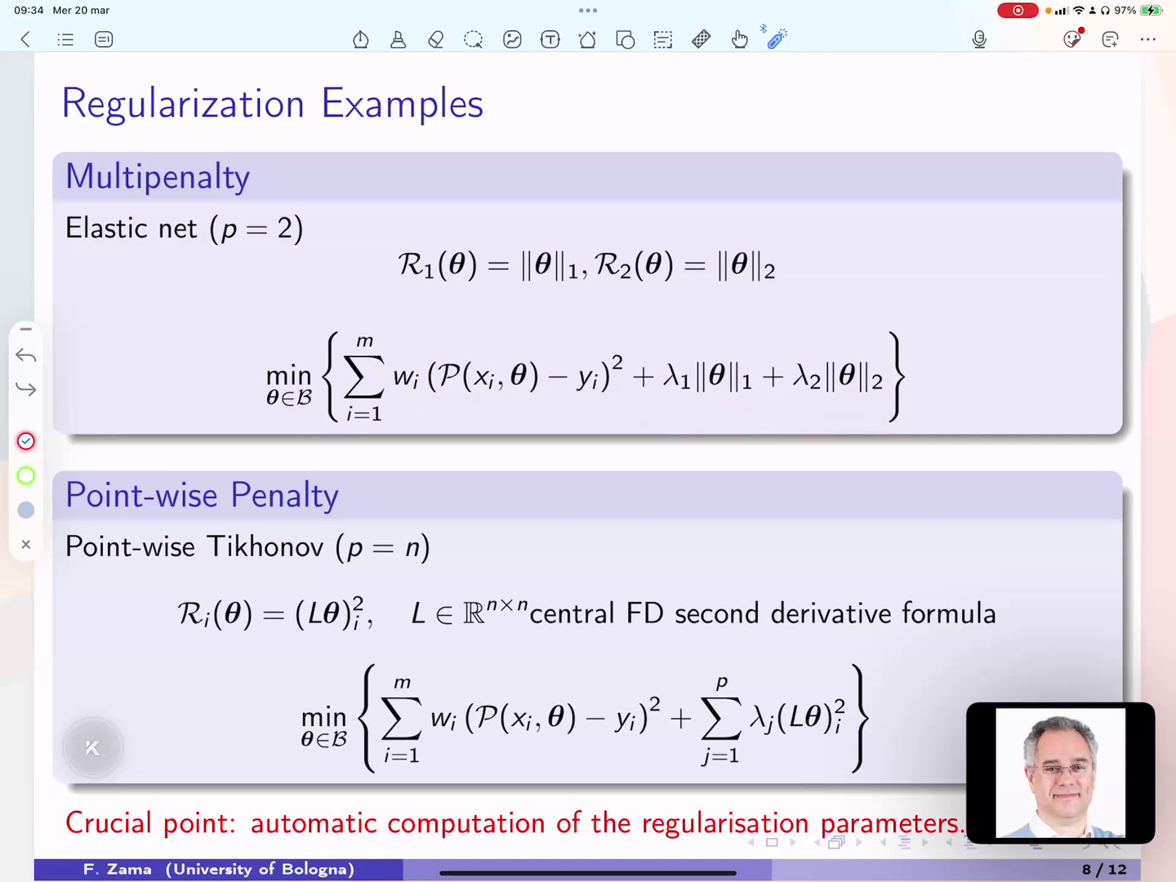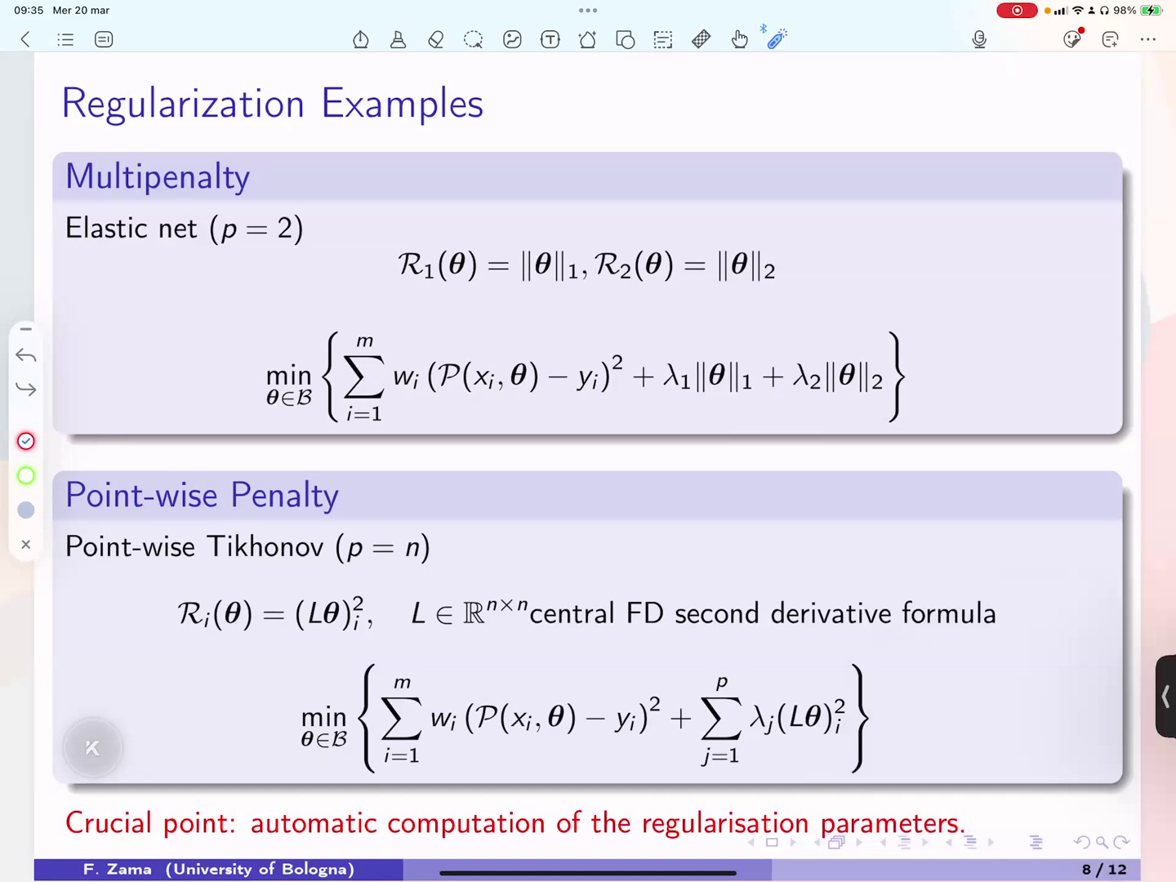This is one approach. The other approach is a pointwise penalty, when we want to penalize the contribution for every different point. So for every value of this regularization function, we have a different regularization weight. What you see here is that in this case, P is equal to the number of components of our parameters, and we have a linear combination of these parameters.